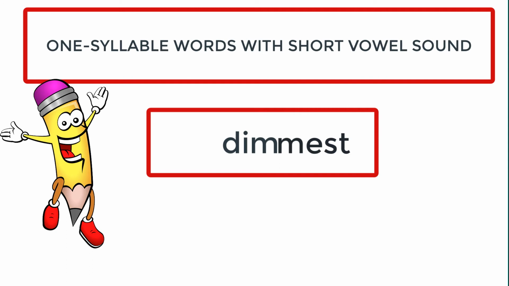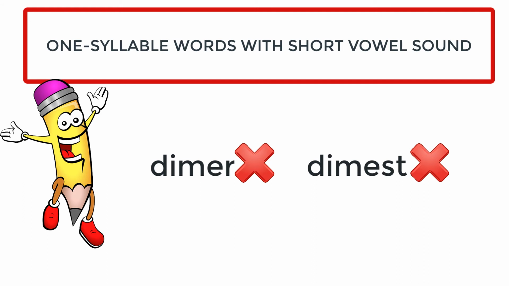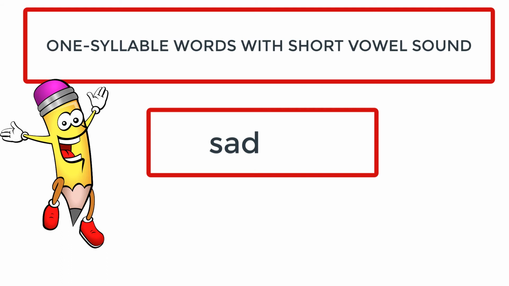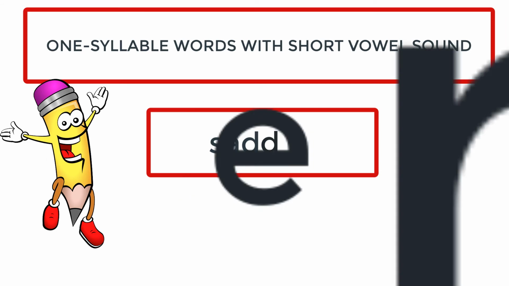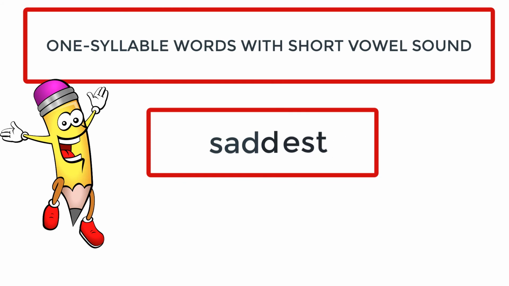If we didn't double the consonant, the word would take a different pronunciation. It would make the vowel long, and we would have dimer and dimest. Let's look at the next example. Sad. Sad has a short A sound. And again, if we add the er for the comparative, we must double the consonant. So now we have sadder or saddest for the est. Again, if we didn't double the consonant, we would have a long vowel sound, and the word would say satyr or sadist.